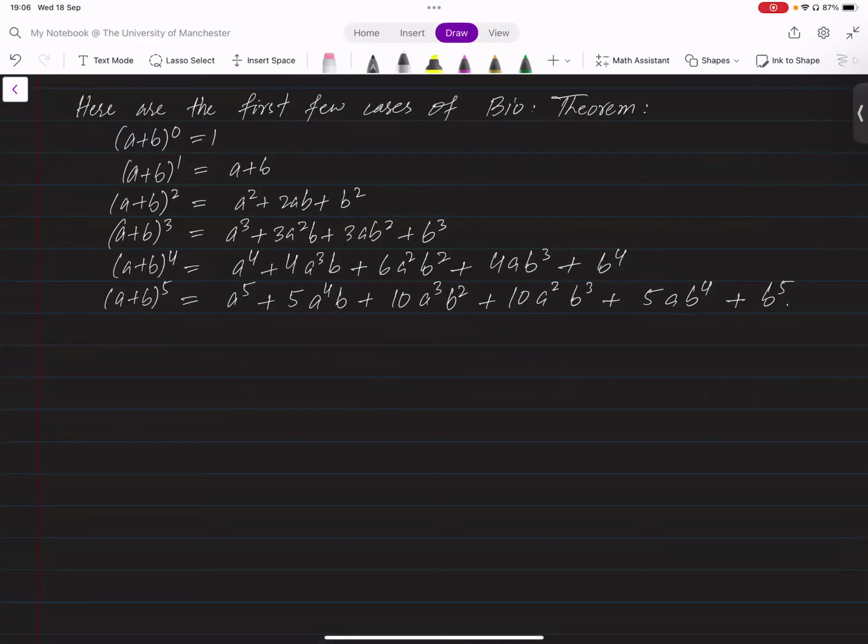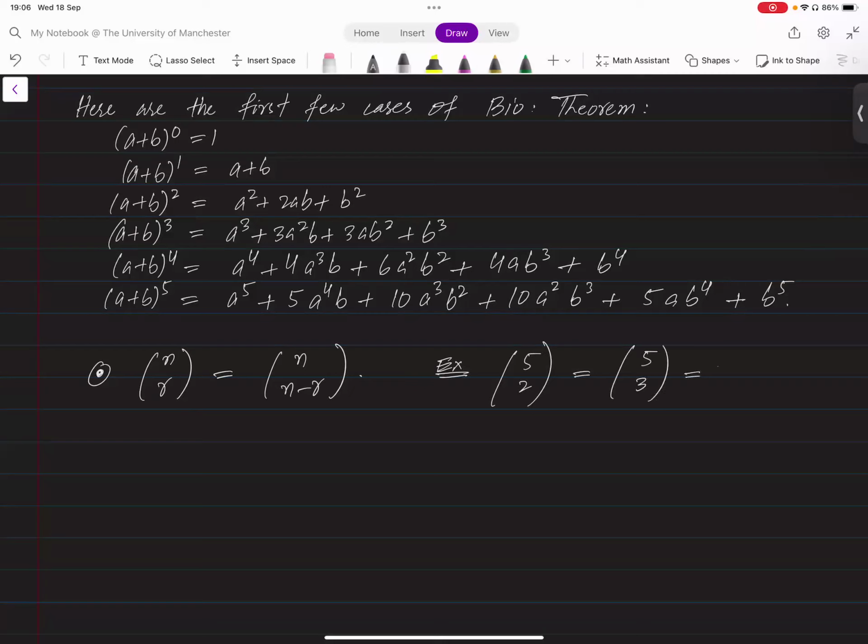Now, here are one or two patterns to observe about this. First, each expression is symmetrical about the center. This is due to the fact, obvious from proposition 6.2, that n choose r is equal to n choose n minus r. For example, 5 choose 2 is the same as 5 choose 3, which is 10.